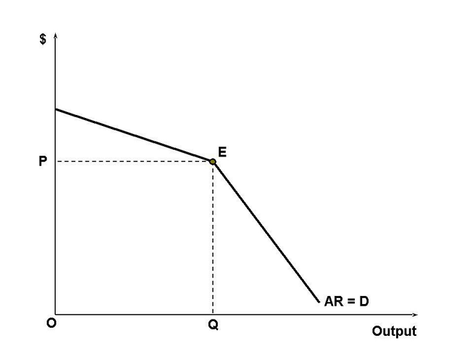Oligopoly theory makes heavy use of game theory to model the behavior of oligopolies. Stackelberg's duopoly: in this model, the firms move sequentially, see Stackelberg competition. Cournot's duopoly: in this model, the firms simultaneously choose quantities, see Cournot competition. Bertrand's oligopoly: in this model, the firms simultaneously choose prices, see Bertrand competition.